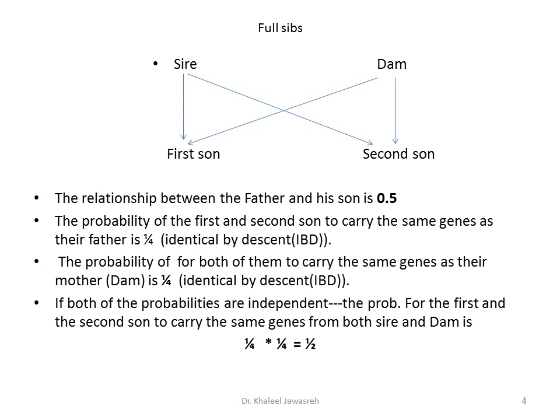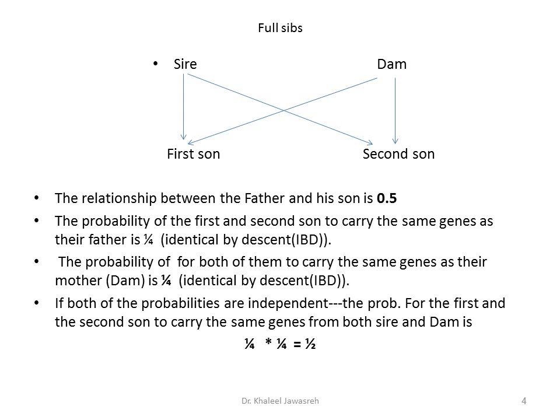Now the story of full sibs is totally different. Right now we have a male and a female, or sire and dam, and both of them produce two individuals or two offspring. Both of them are from the same sire and from the same dam. In this case, we don't have another dam to produce a different son from the same sire. So the relationship between the father and his son, as usual, is 0.5. The probability of the first and the second son to carry the same genes as the father is 0.25.